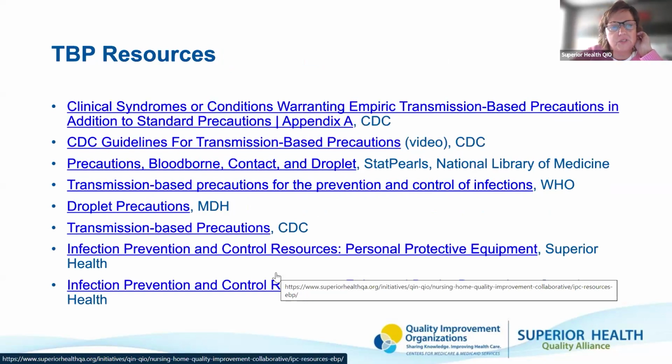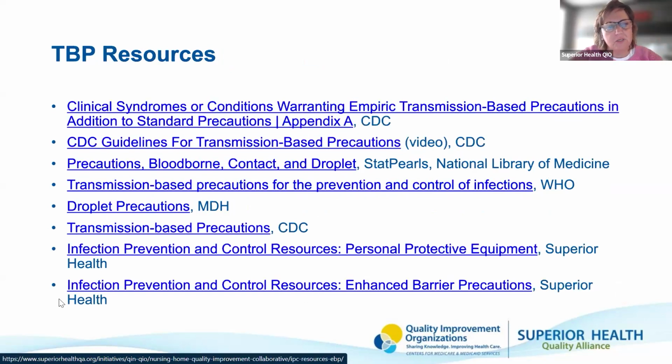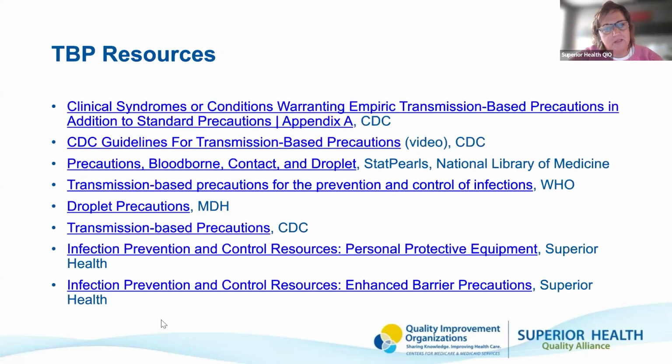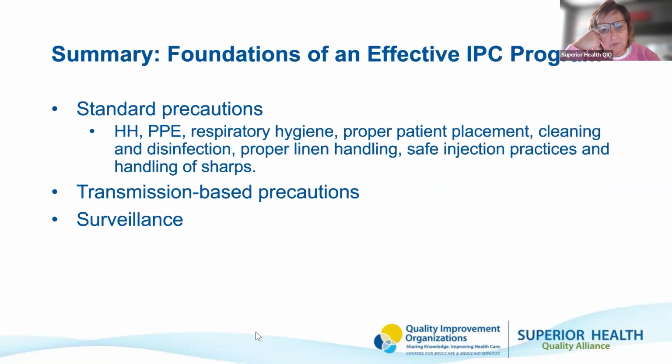Here are some resources on transmission-based precautions. And again, Superior Health has several pages of resources, and we do have a bunch of resources in regards to enhanced barrier precautions. So I'd encourage you to review those. So in summary, standard precautions, hand hygiene, PPE, respiratory hygiene, proper patient placement, cleaning and disinfection, proper linen handling, safe injection practices, and handling of sharps fall under F880, along with transmission-based precautions and then surveillance.